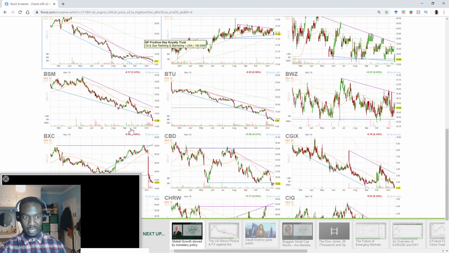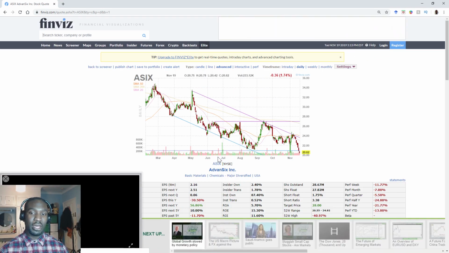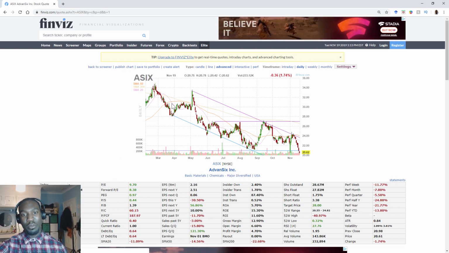So ASIX. The reason why I chose price to go under the 50-day simple moving average is because the 180-day simple moving average that I normally use is quite loose. What I mean by loose is that it moves loosely against price, so it's less reactive to price. But the 50-day simple moving average is tighter to price, so you'd find it hugging price more than the 180-day simple moving average.